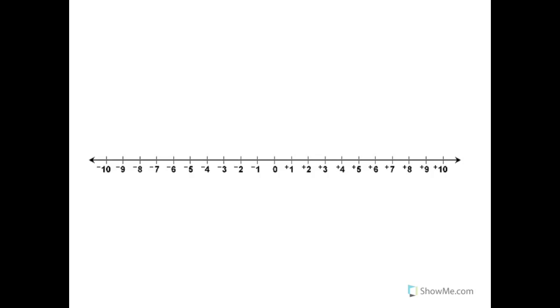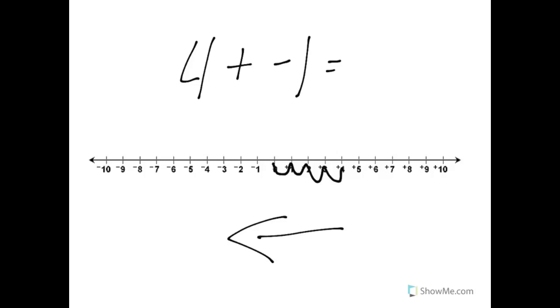Now, let's say, though, I wanted to do 4 plus negative 1. See what that would give us. Well, I'm going to go over 4 to the right. 1, 2, 3, 4. Negative 1 I know is going to the left, so I'm actually going to come back 1, and I end up at 3. So 4 plus negative 1 is really 4 minus 1, and it gives me 3.